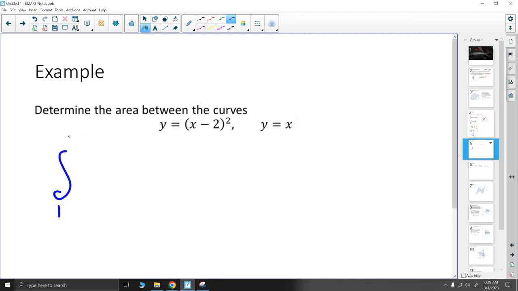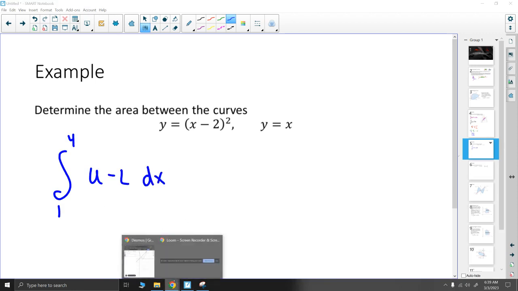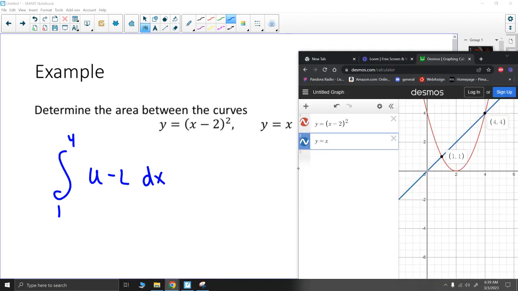We're integrating from 1 to 4. And again, it's going to be our upper function. We can think about this as like upper function minus lower function if we want. And we have dx here. So let's take a look at our upper function during this region. It is our y equals x. And our lower function is our x minus 2 squared.